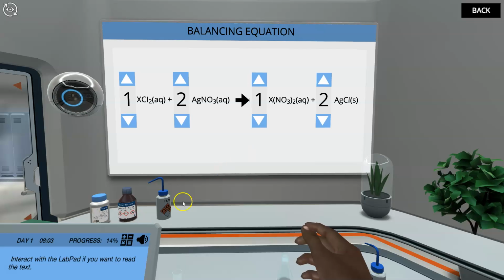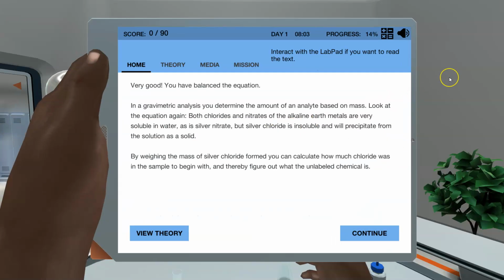Very good. You have balanced the equation. In a gravimetric analysis, you determine the amount of an analyte based on mass. Look at the equation again. Both chlorides and nitrates of the alkaline earth metals are very soluble in water, as is silver nitrate, but silver chloride is insoluble and will precipitate from the solution as a solid. By weighing the mass of silver chloride formed, you can calculate how much chloride was in the sample to begin with, and thereby figure out what the unlabeled chemical is.